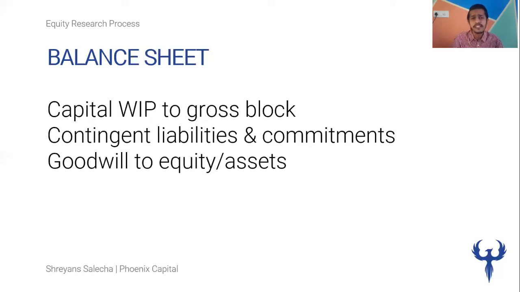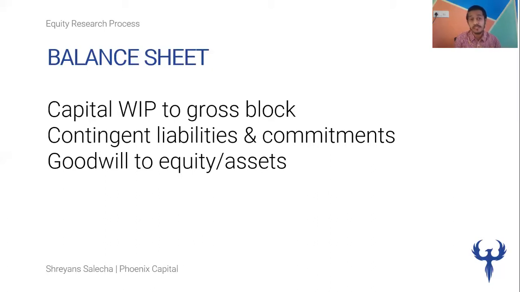The next one is goodwill to equity, or you can calculate it as goodwill to assets as well. Now, when we talk generally, we think of goodwill differently, but in accounts, only the purchased goodwill is shown, right? Which basically means when one company acquires another company and it pays slightly more than its fair value, that difference is basically the goodwill, right? So goodwill is not really an asset by itself, right? So which is why it cannot be employed.